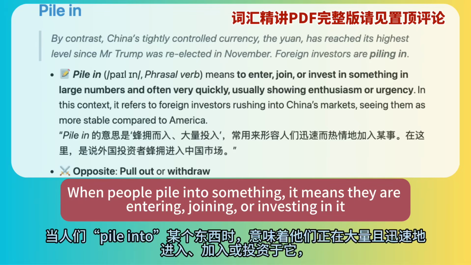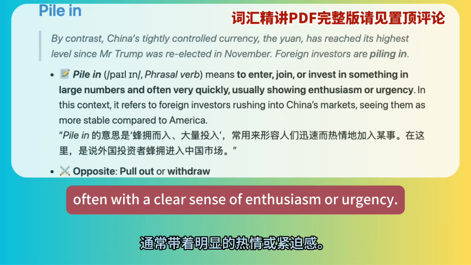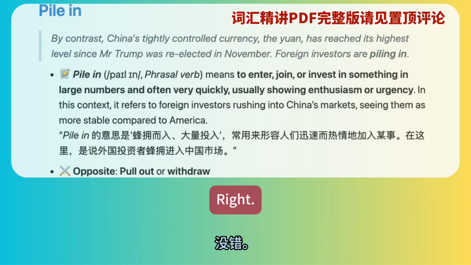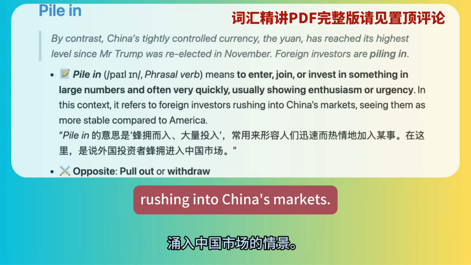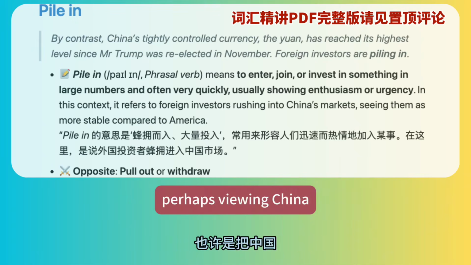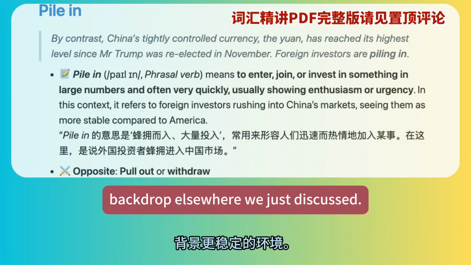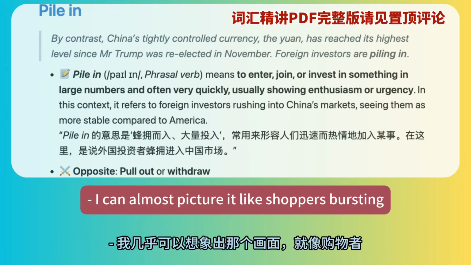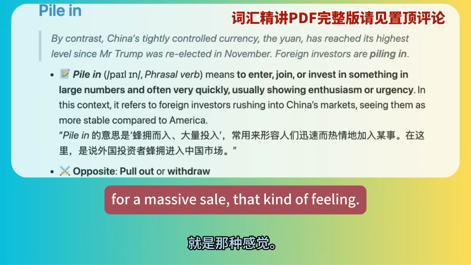When people pile into something, it means they are entering, joining, or investing in it in substantial numbers very quickly, often with a clear sense of enthusiasm or urgency. Right. Here, it vividly describes foreign investors rushing into China's markets. It suggests they clearly see these markets as a strong, immediate opportunity, perhaps viewing China as a more stable environment compared to the erratic backdrop elsewhere we just discussed. I can almost picture it like shoppers bursting through the doors the moment a store opens for a massive sale, that kind of feeling. Exactly that.